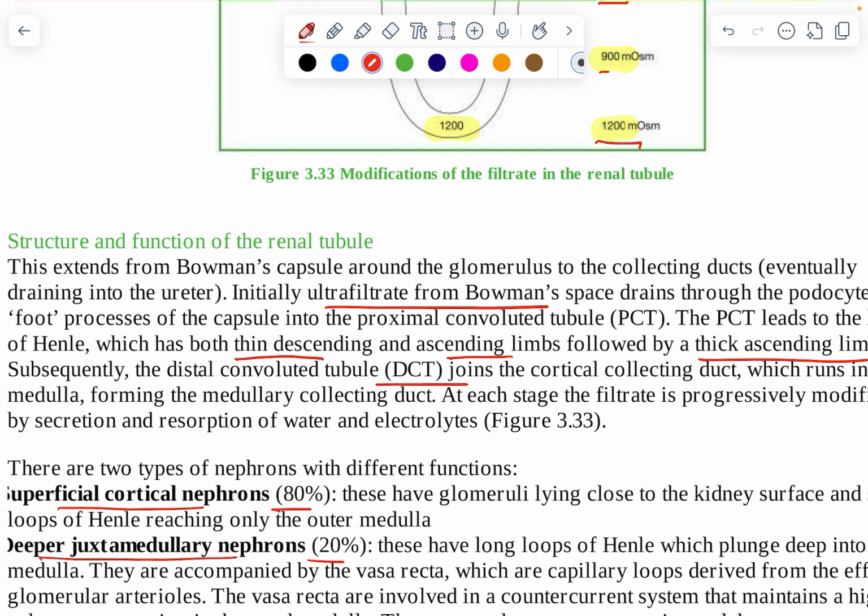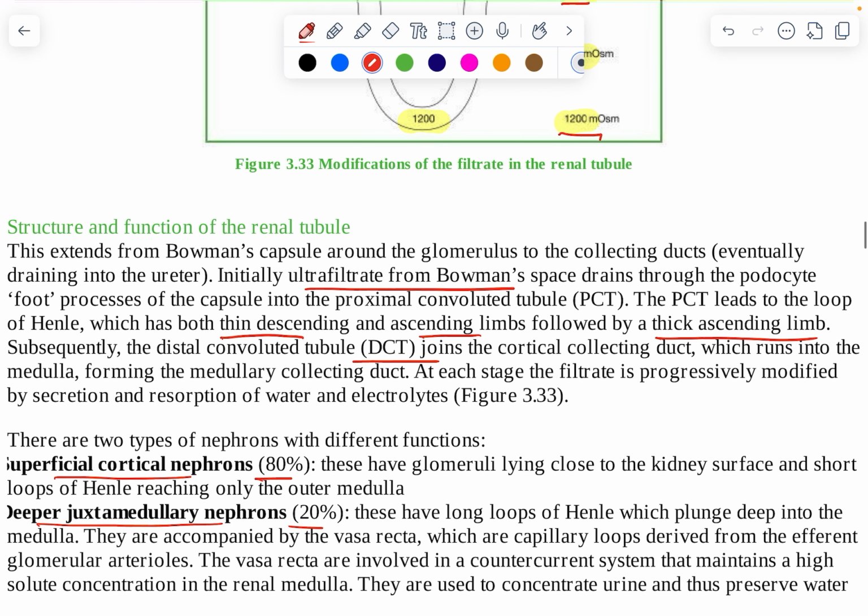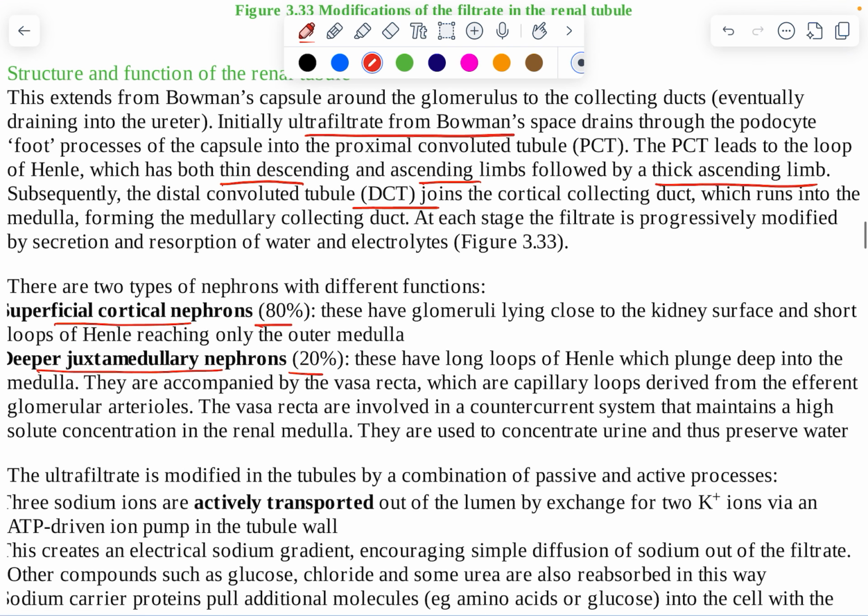From the Bowman's capsule to the collecting ducts, eventually draining into the ureter. Initially the ultrafiltrate is formed in the Bowman's capsule, drained through the podocytes foot processes, then the proximal convoluted tubule leads to the loop of Henle, with both thin descending and thick ascending loop of Henle. Subsequently, the distal convoluted tubule joins the collecting duct, where the limbs go into the medulla, and the filtrate is progressively modified at each stage.